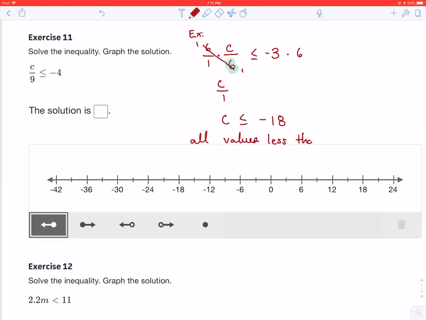All values less than or equal to. What's another way of saying less than or equal to? They could say all values no more than negative 18 give us true statements.